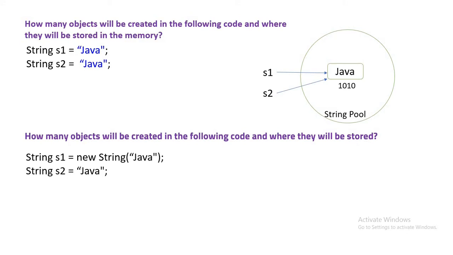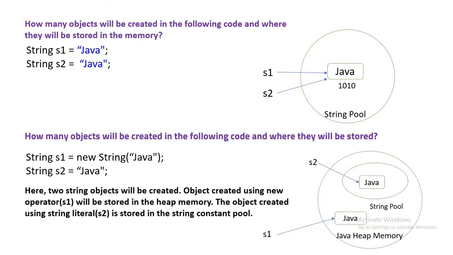The next question: how many objects will be created in the following code and where will they be stored? Here we are creating objects in two different ways, using the constructor and using string literals. In the first, string s1 equal to new String, we pass the value "Java" to the constructor. The second way is string s2 equal to "Java", which is the string literal. What will be the answer here, guys?